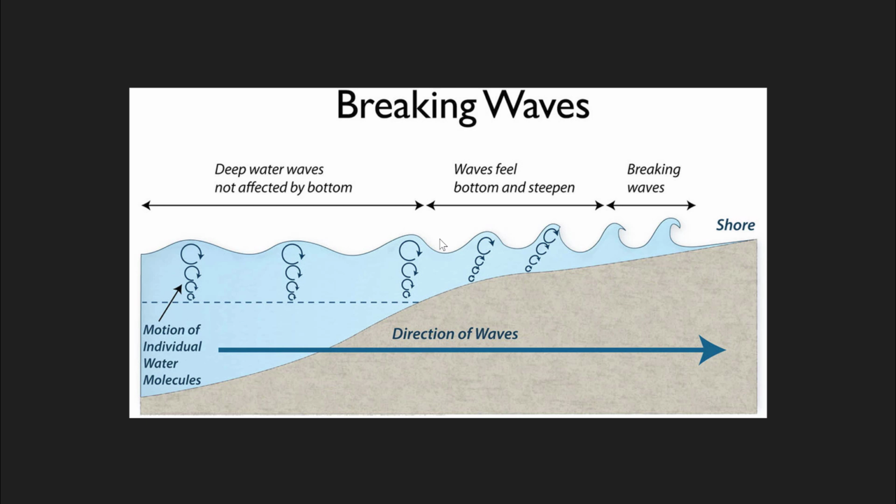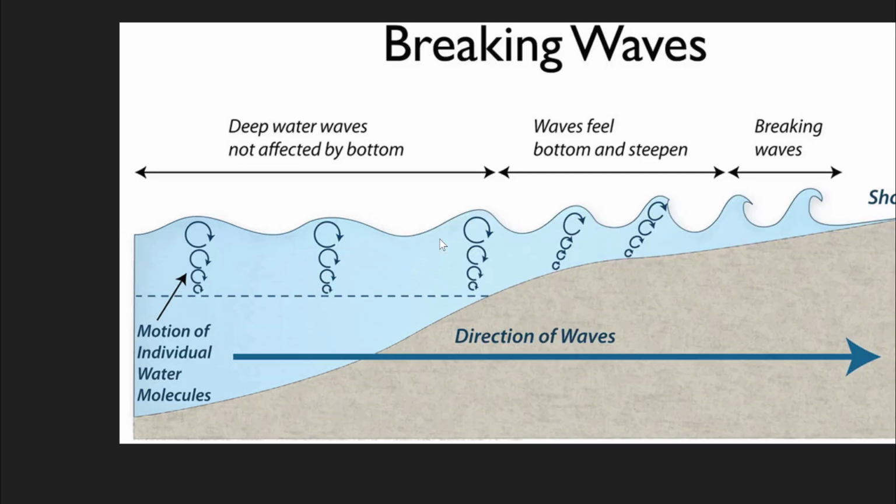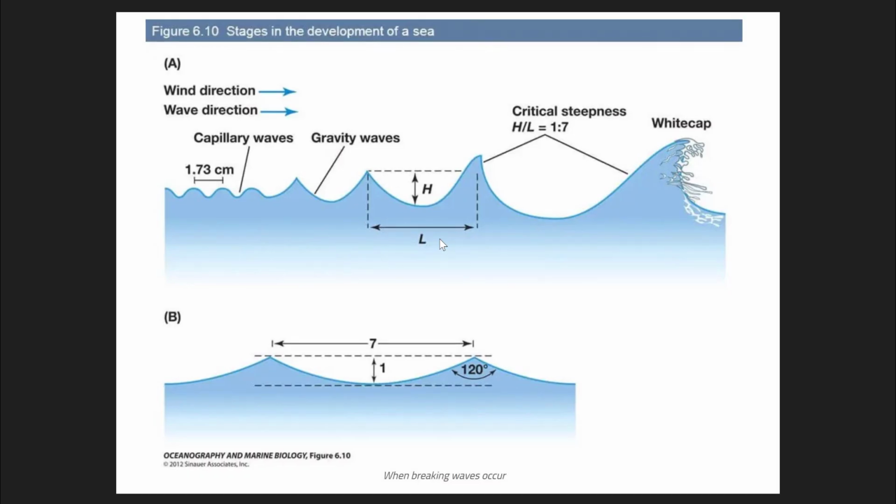So now the result, it's a suddenly steepened wave, okay? Right? So we have something that starts to get close to that critical ratio of height to length, right? And so in a very short distance, the crest angle decreases below that 120 degrees, and the wave then breaks, okay?